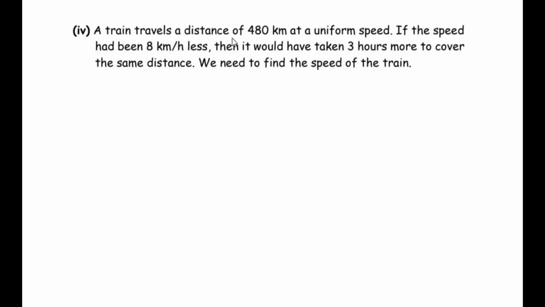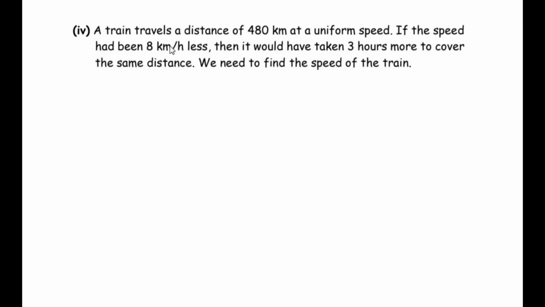A train travels a distance of 480 kilometers at a uniform speed. If the speed had been 8 kilometers per hour less, then it would have taken 3 hours more to cover the same distance. We need to find the speed of the train.